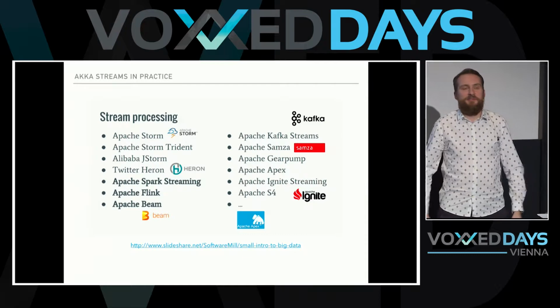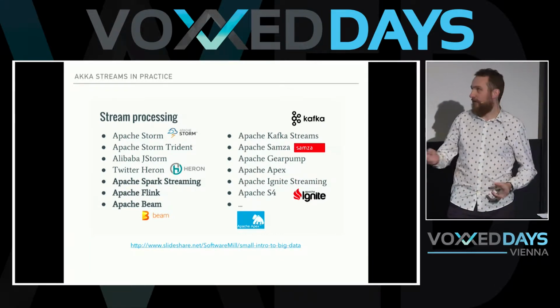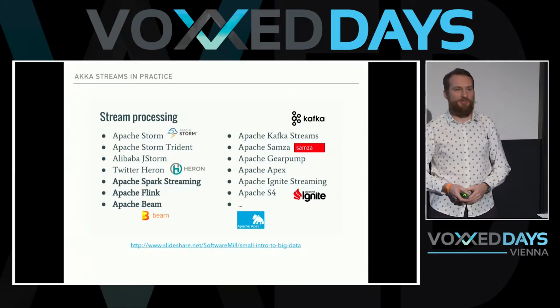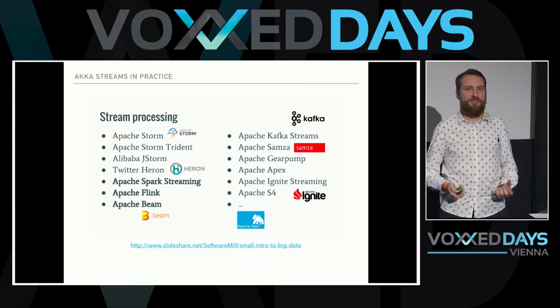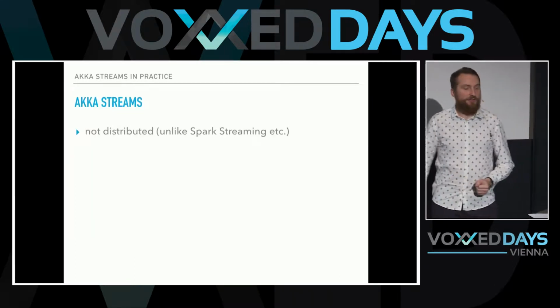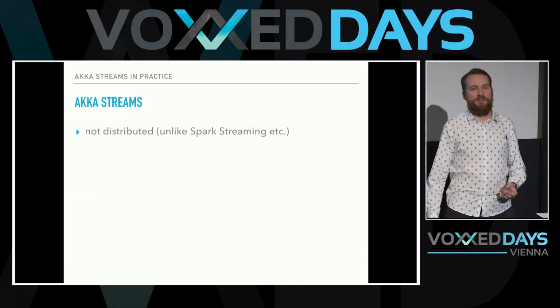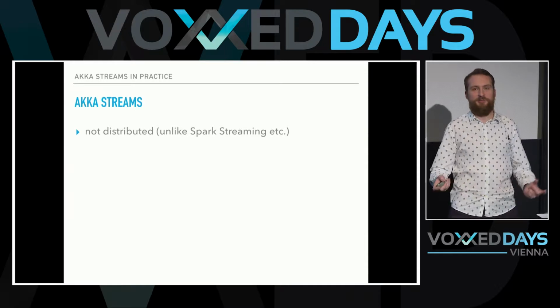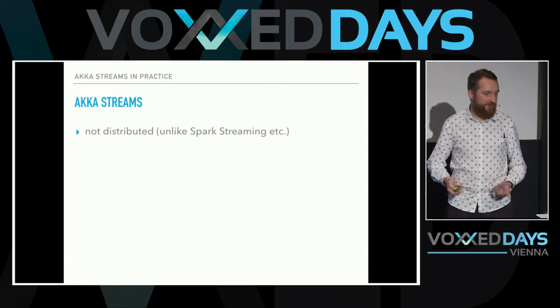There is really a number of technologies for stream processing. This is just a part of it. It's from my colleague's talk about a small intro to big data. You can even notice that Akka Streams is not here. So how is Akka Streams different from the other solutions that we have? Well, first of all, Akka Streams is not distributed. If you heard of Spark, for example, and Spark Streaming, well, Spark is generally a distributed processing engine, and Spark Streaming is one of its parts, which is distributed.